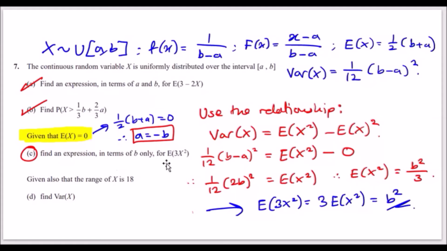Now, solving the question again, recapping, we had to find an expression in terms of b for the expected value of 3x squared. So all I did is just whip out the 3 outside, because you can do that. And E of x squared is b squared over 3. That times 3 is just, well, b squared.